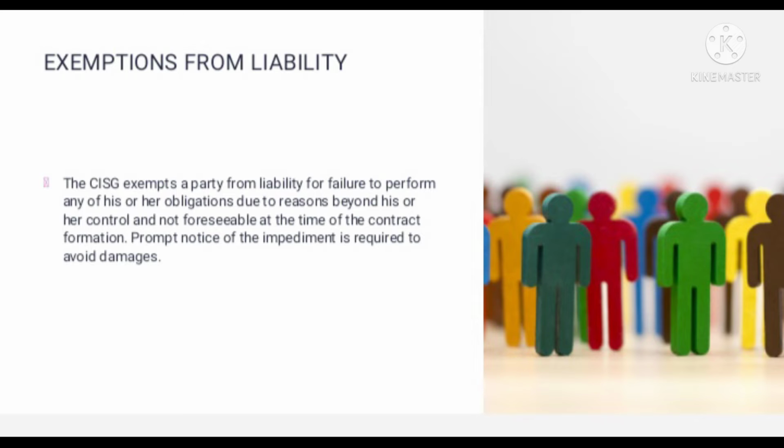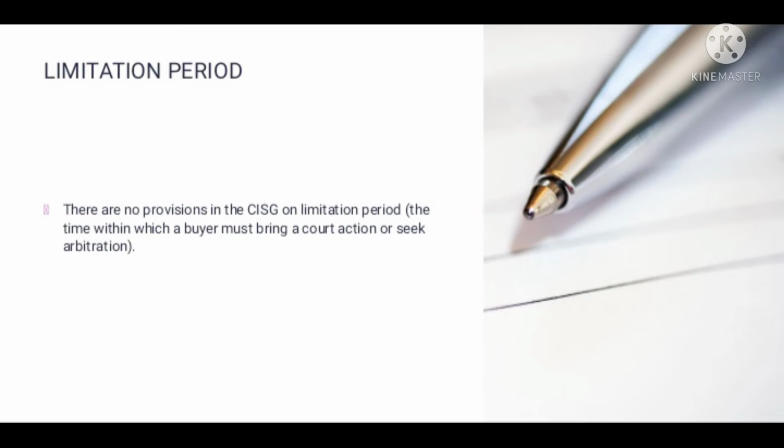Exemptions from liability. The CISG exempts a party from liability for failure to perform any of his or her obligations due to reasons beyond his or her control and not foreseeable at the time of the contract formation. Prompt notice of the impediment is required to avoid damages. Limitation period. There are no provisions in the CISG on limitation period, the time within which a buyer must bring a court action or seek arbitration.